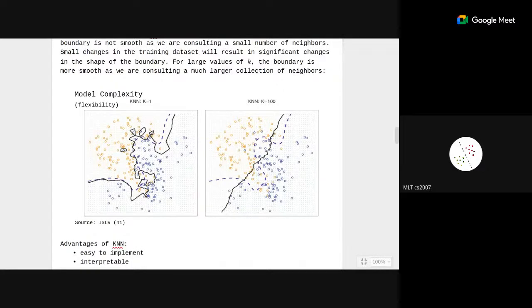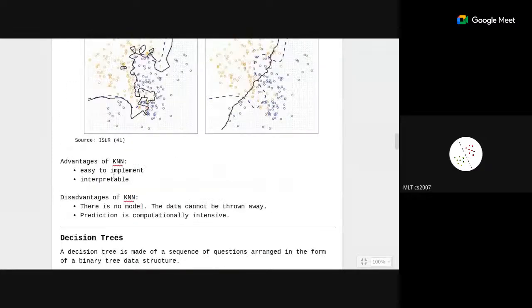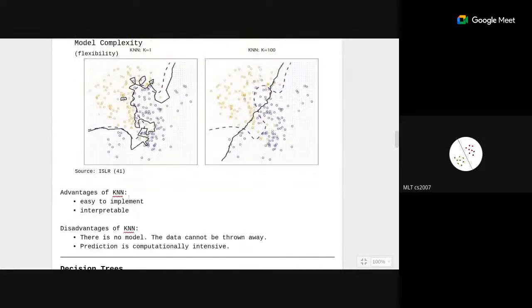As you ask more and more neighbors, you get a roughly more uniform response, so you're not going to be biased by a small number of neighbors. The larger the value of k, the more stable is your response, but that also has its own downsides. So you have to settle for some intermediate value of k. A few more points, advantages and disadvantages. It is very easy to implement, and it's also interpretable.